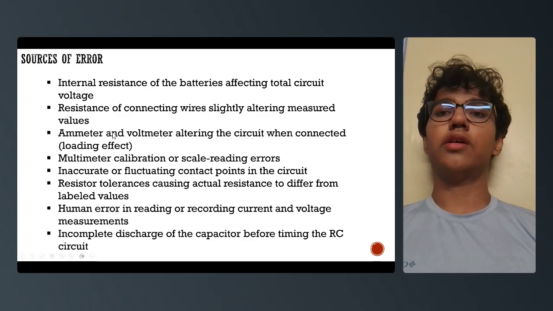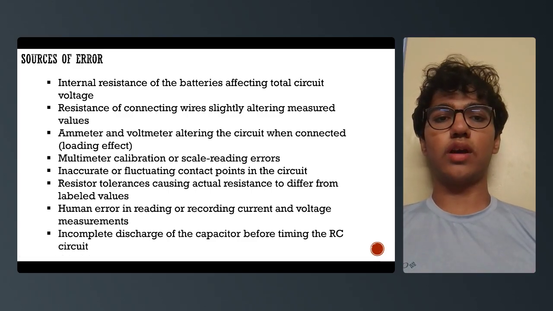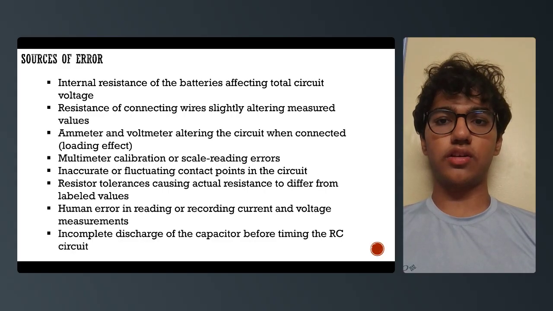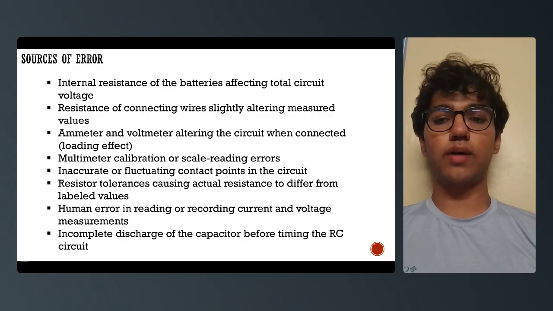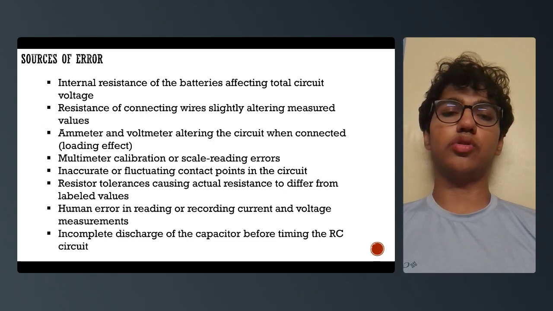Sources of error: internal resistance of the batteries affecting total circuit voltage, resistance of connecting wires slightly altering measured values, ammeter and voltmeter altering the circuit when connected, and multimeter calibration or scale reading errors. There could be inaccurate or fluctuating contact points in the circuit, resistor tolerances causing actual resistance to differ from labeled values, human error in reading or recording current and voltage measurements, or incomplete discharge of the capacitor before timing the RC circuit. Those are the sources of error that you could encounter while doing this lab.